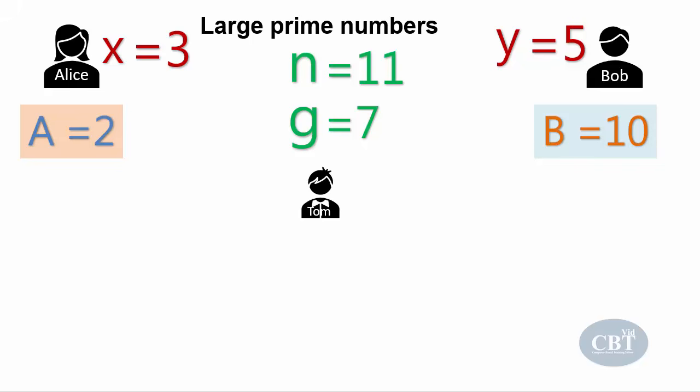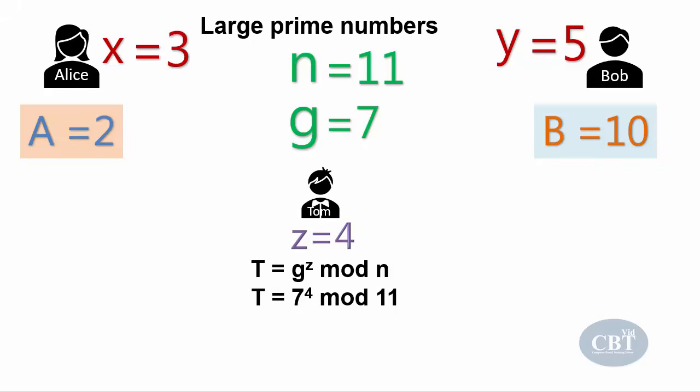Well, let's find out. Let's say Tom has a private number for himself, and that number is Z, and the value for Z is 4. Now Tom's going to calculate a T, and that T is G to the power of Z modulo N. So then Tom's going to say, okay, I know about G, so G, which is 7 to the power of 4 modulo 11, is going to give me 3, meaning 7 to the power of 4 divided by 11, the remainder is going to be 3.